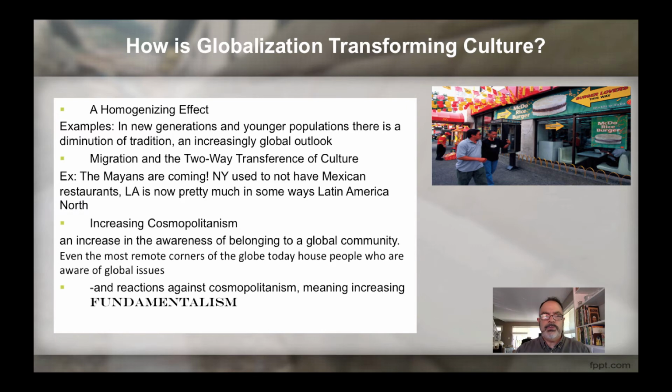Even in the most remote corners of the world today, people are aware of global issues. Now, there is a reaction against cosmopolitanism, and this is fundamentalism, where people want to stop and go back to a shared imagination of the past and recreate that in the present. Again, this fundamentalism is an imagination of the past, and sometimes it's quite clearly not what really was their legacy in historic terms.